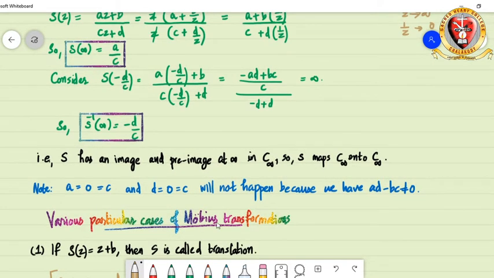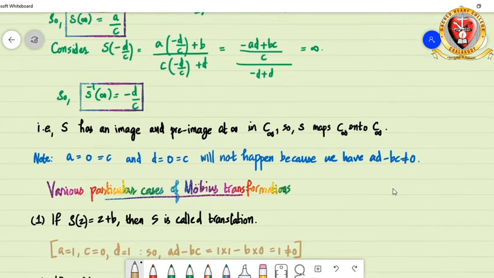Another note you have to think about is if A is equal to 0 equal to C, and D is equal to 0 equal to C. This is not going to happen in any way, because for a Mobius transformation we defined that AD minus BC is not equal to 0, right? So if A and C are together becoming 0, that means our condition is not satisfied, as well as if C and D are similarly both equal to 0, then also our condition is turning into a contradiction. So this will never happen, as well as this will also never happen.